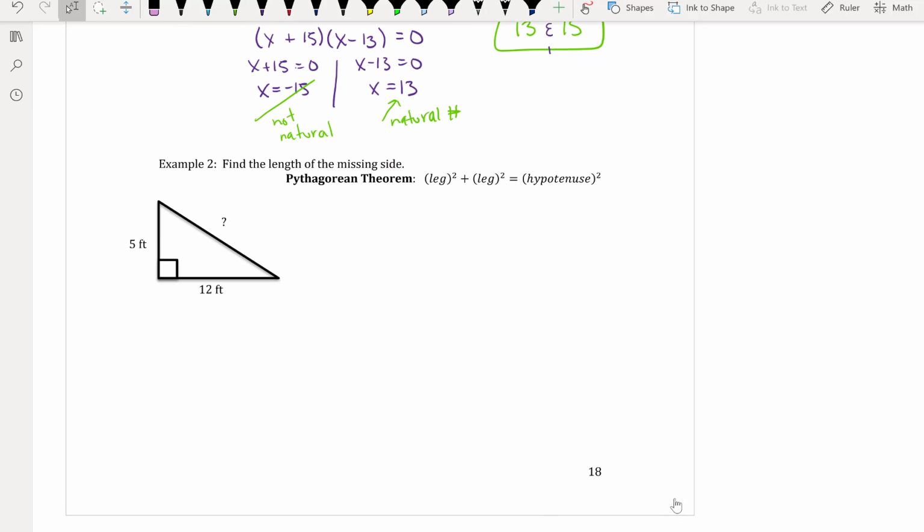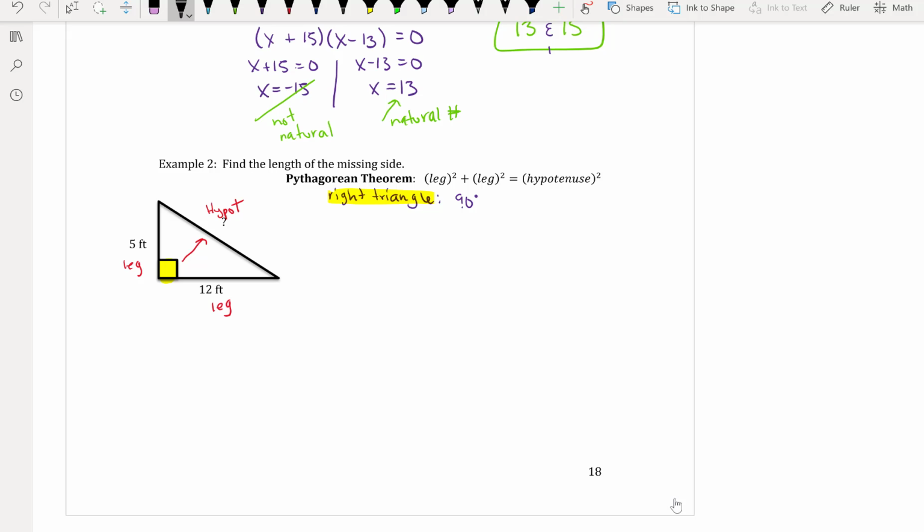Okay? So, for example number 2, we have the Pythagorean theorem. The Pythagorean theorem says that whenever you have a right triangle, the leg squared plus the leg squared equals the hypotenuse squared. So it only has to do with a right triangle. And the right triangle has a 90 degrees, and it kind of looks like this box. So that right triangle, that 90 degrees, once we see that box, we know that it's 90 degrees. We also know that the hypotenuse is always going to be directly across from that box. So this is one of my legs, and that's my other leg.